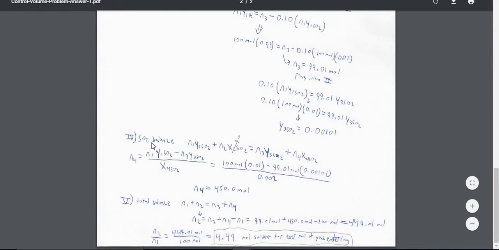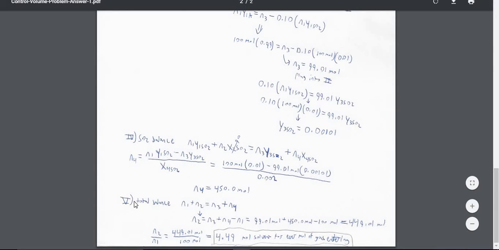Then we can do an SO2 balance, which is how much SO2 is coming in stream 1, how much SO2 is coming in stream 2. Again, there is no SO2 in stream 2. And then how much SO2 is coming out in stream 3, how much SO2 is coming out in stream 4. We already know all the values except for N4. And we can isolate for N4 and solve it to get 450 moles.